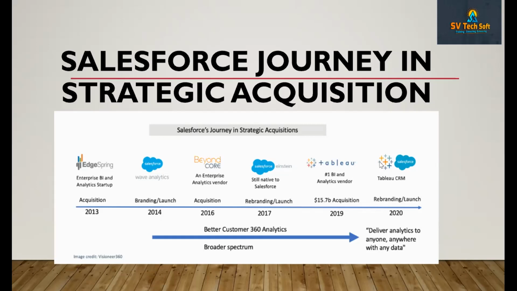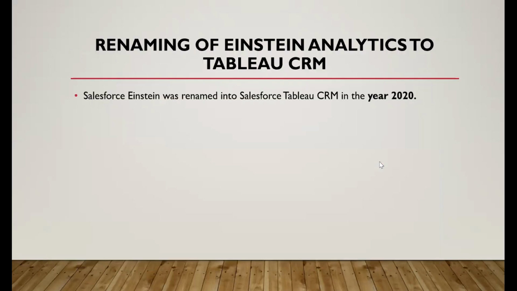Then of course there were further acquisitions and rebranding. It was known as Salesforce Einstein Analytics from 2017. Once it acquired Tableau, the whole thing was renamed to Salesforce Tableau CRM, which not many people nowadays may know. Many people still call it Salesforce Einstein Analytics. That's why we always mention Salesforce Tableau CRM with Einstein Analytics in brackets. This is a very powerful tool, and this is how it was acquired. This renaming was done in the year 2020.